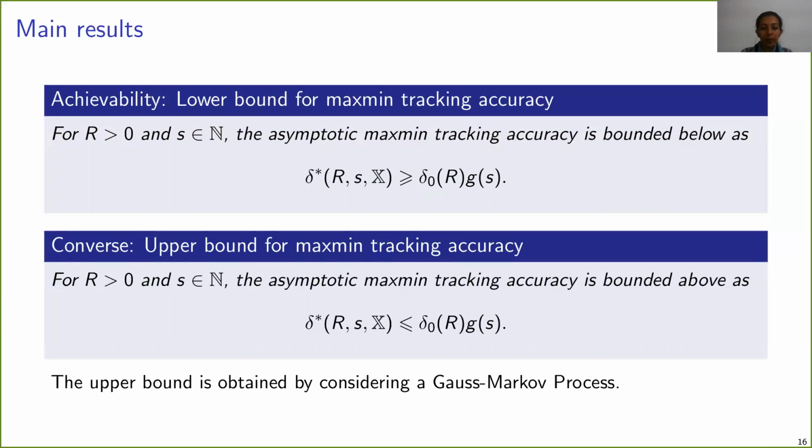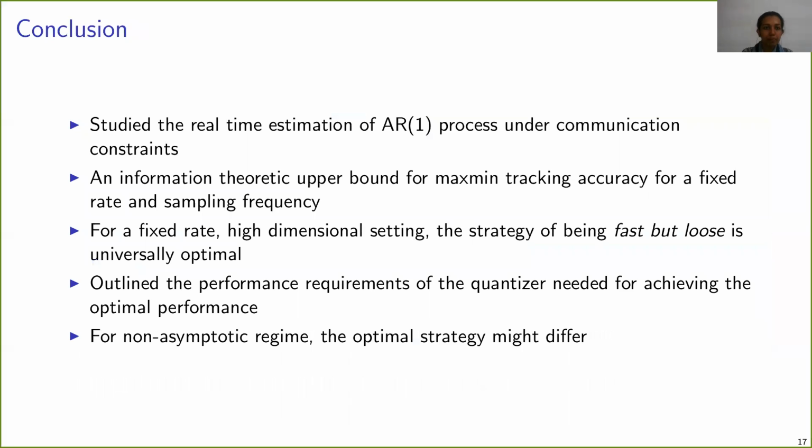We were also able to provide a matching converse bound as given here, and this was obtained for the Gauss-Markov processes, indicating that Gauss-Markov processes are the most difficult ones to track. Since the bounds are matching, we see that the PSU scheme with p set as 1, that is the fast but loose strategy, is the optimal scheme universally for autoregressive processes of order 1.